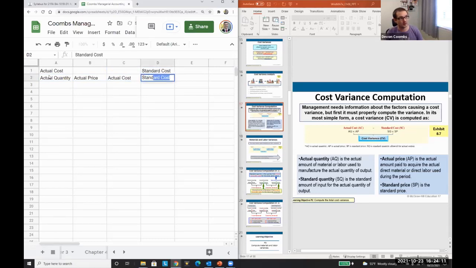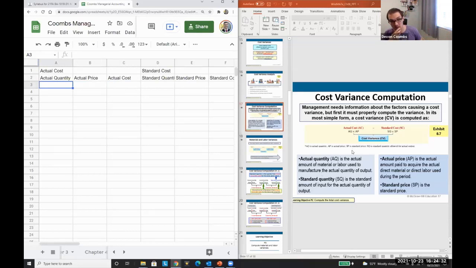And standard quantity times standard price equals standard cost. That makes sense, right? We take actual times actual to get actual. We take standard times standard to get standard. Does that make sense? That's the way I think about it, at least.